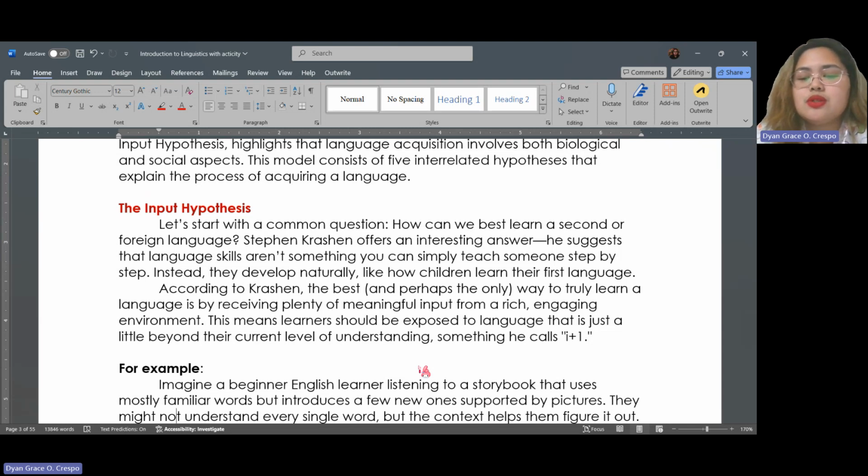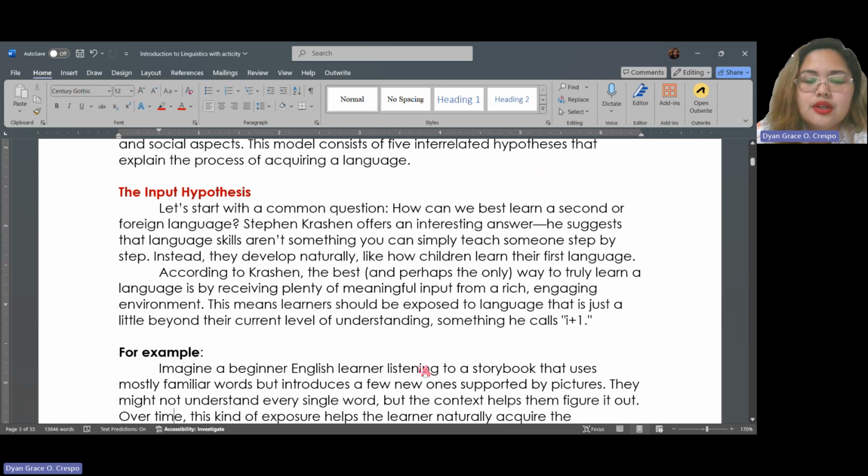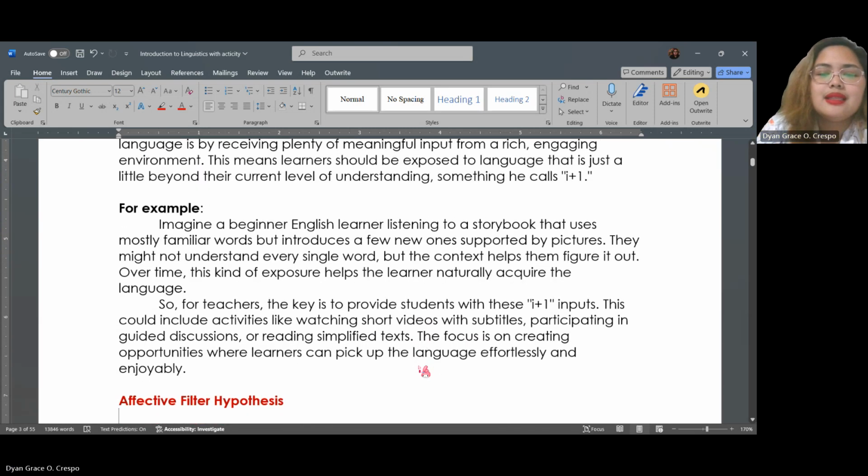This means learners should be exposed to language that is just a little beyond their current level of understanding, something he calls i plus one. Imagine a beginner English learner listening to a storybook that uses mostly familiar words, but introduces new ones and supports them with pictures. They might not fully understand every word, but context helps them figure it out. Over time, this kind of exposure helps learners naturally acquire the language. So teachers, to provide understandable input with this i plus one, can include activities like watching short videos with subtitles. Okay, so I'll give you another example based on this.